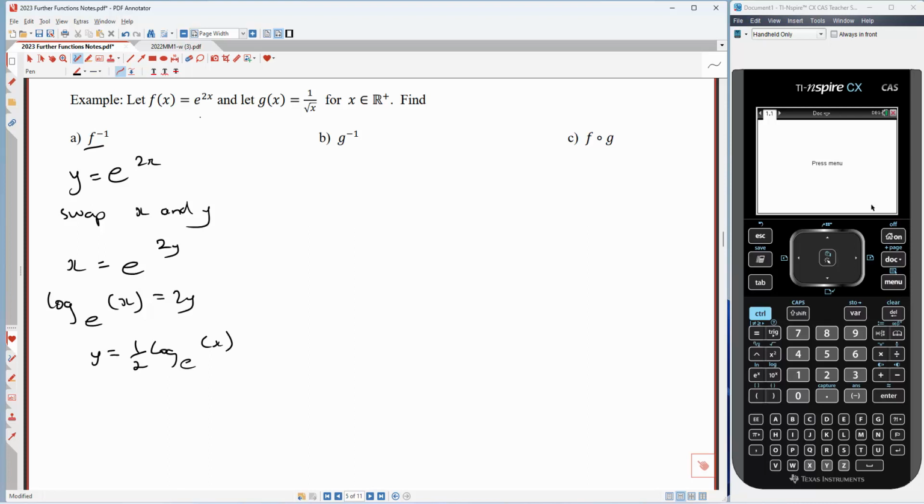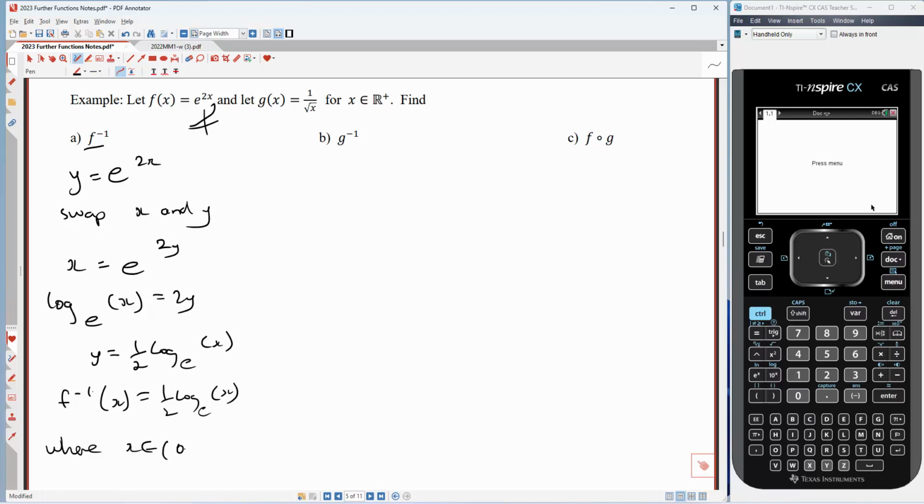And what we need to do is write it with the notation f negative 1 of x equals half log e x, where x is an element. Okay, so the domain of the inverse will be the range of the original. So e to the 2x goes like that. So its range is 0 to positive infinity, not including 0.